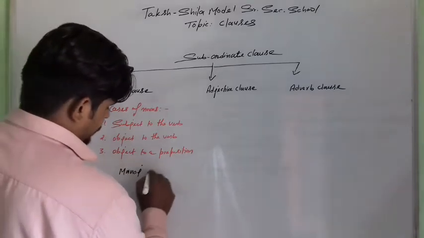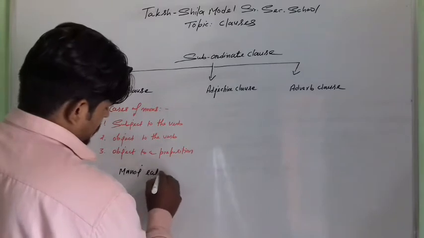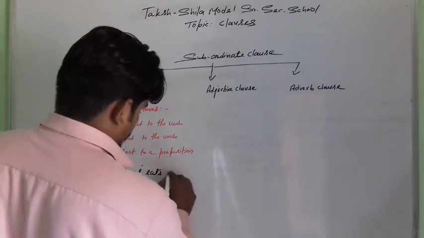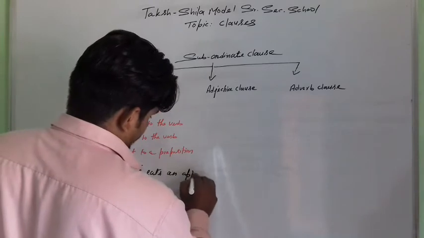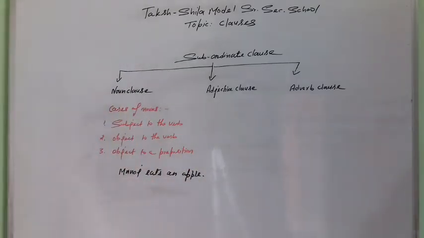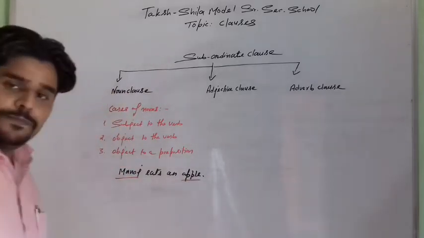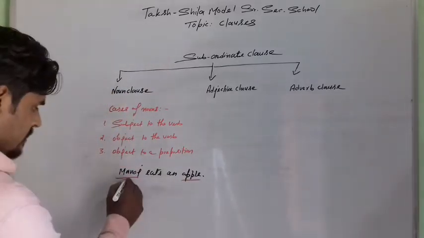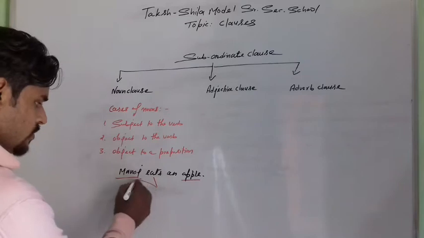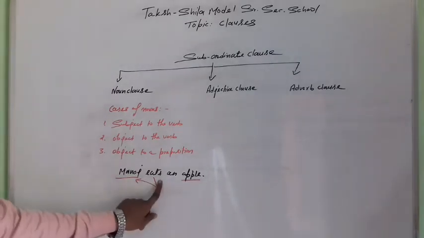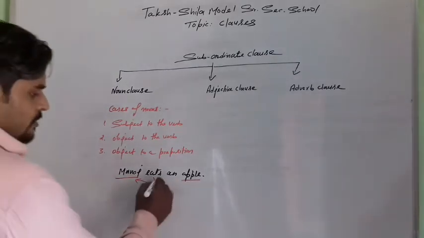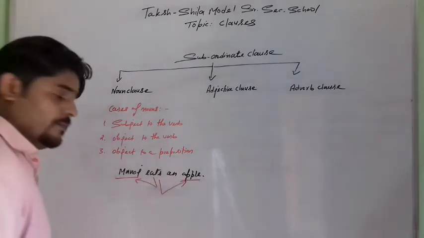Manoj eats an apple. In this sentence, there are two nouns, right? Noun number one is Manoj. Noun number two is apple. This noun Manoj is actually used as a subject to the verb. And this noun apple is actually used as object to the verb.